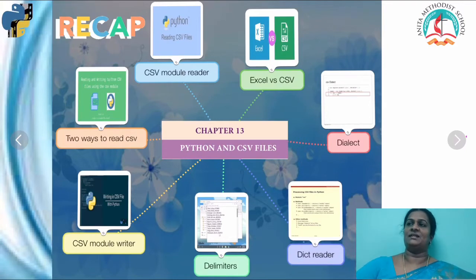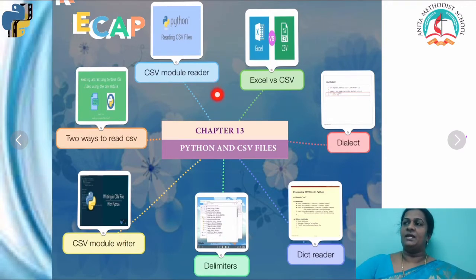Come, children. Chapter 13, Python and CSV files. First, we learnt about the difference between Excel and CSV files. Then we saw there are two ways to read CSV files: the CSV module writer and the CSV module reader. Next, we saw delimiters. What are delimiters? Comma separated values. Either it can be a comma or a pipe symbol. That is called a delimiter.